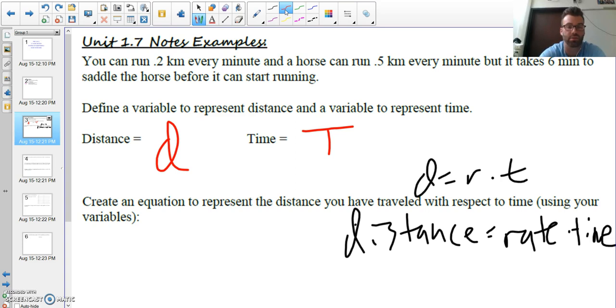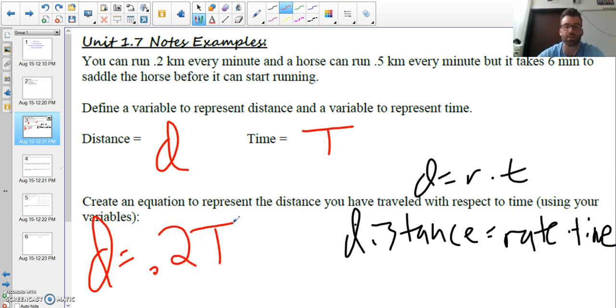So for myself, if I can run 0.2 kilometers for every minute, so my distance is 0.2 kilometers per minute, times time. Okay, that would be my equation for myself. Distance equals the rate, 0.2 kilometers, times the time. Well, I don't know what the time is yet.